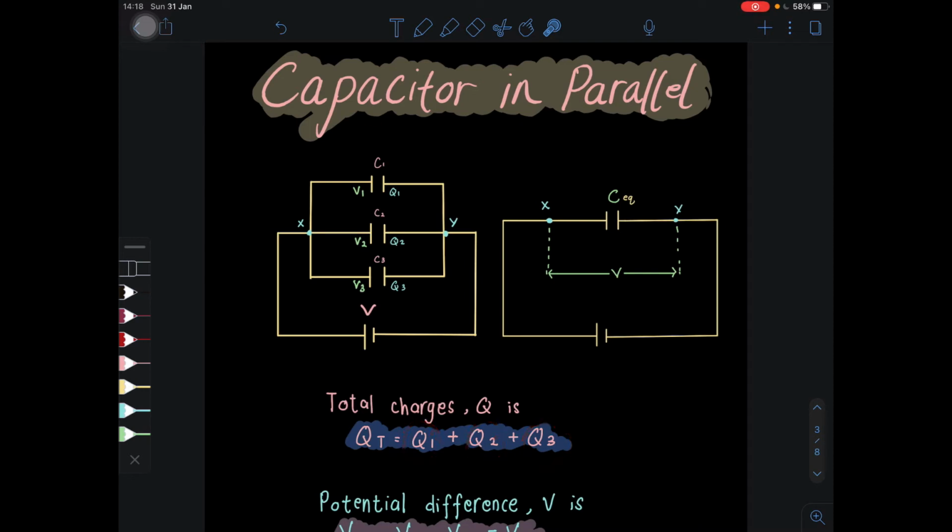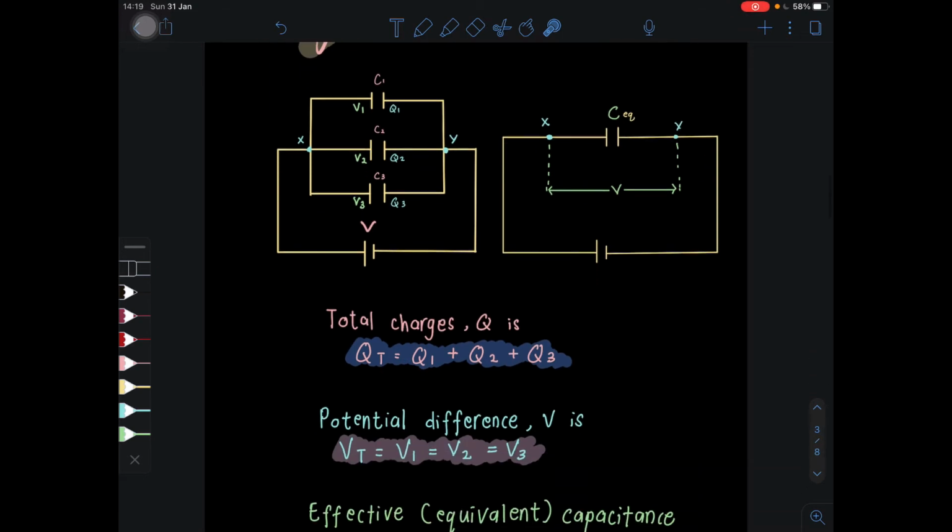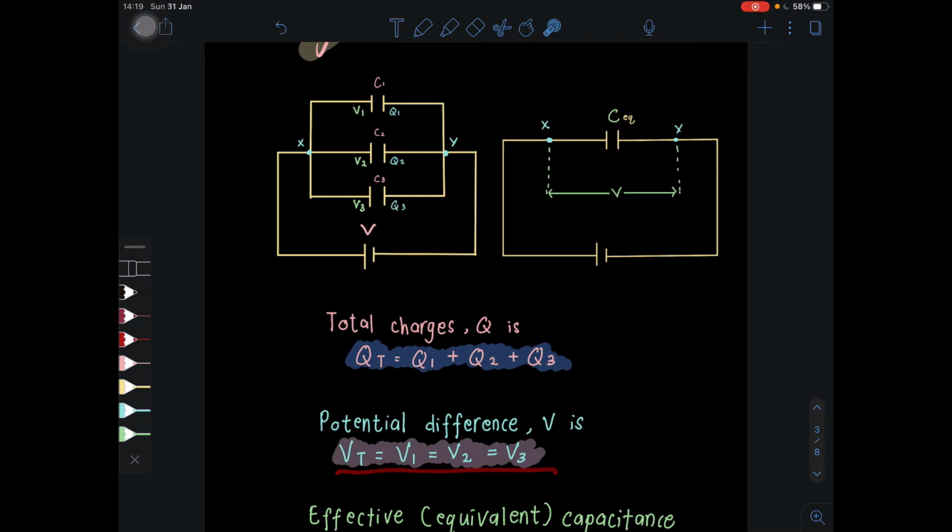Sekarang dia punya charge tidak sama sudah, sebab they are now connected in parallel. So kita kena tambah setiap charge from each of the capacitor. But the potential difference will be the same. Potential difference dekat sini V1 akan sama dengan V2 akan sama dengan V3, which is sama dengan the potential difference across the battery. So let's say here which is 12 volt. Maksudnya VT is equal to V1 equal to V2 equal to V3, which is equal to 12 volt. Okay, potential difference akan sama.